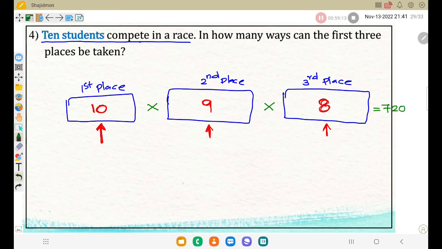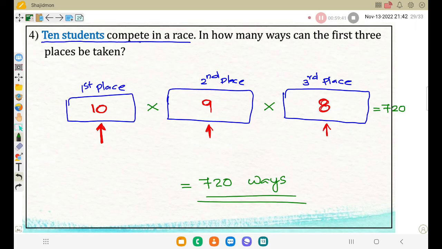720. So what will be the answer? 720 ways we can select first person, second person and third person. Okay, 720 ways. Out of this, only one way is the actual winning order, because one person only gets first prize, one person only gets second prize, one only gets third place. But totally how many possibilities are there? 720 possibilities are there. I hope you understood that, correct?